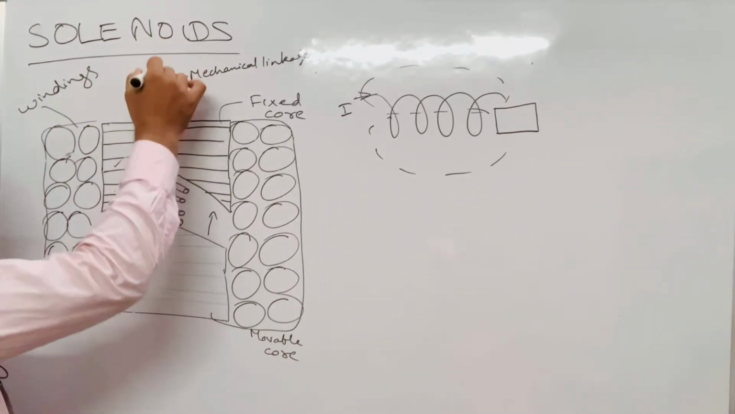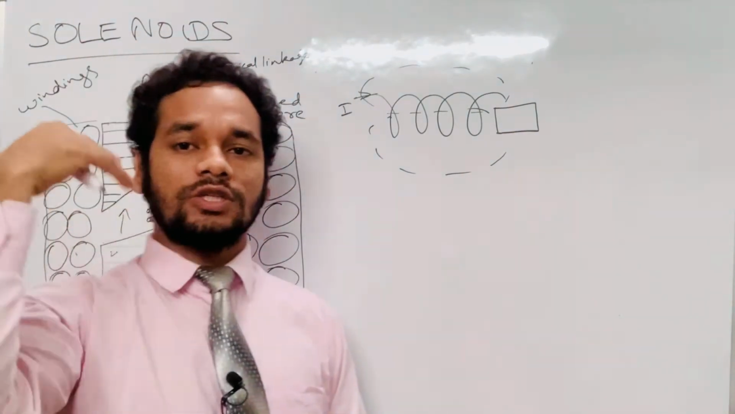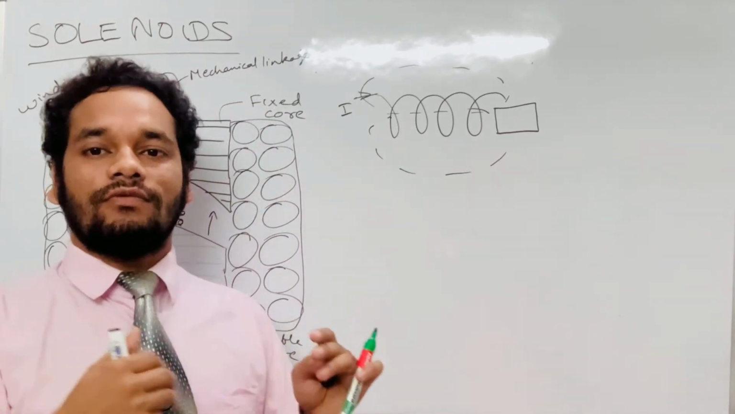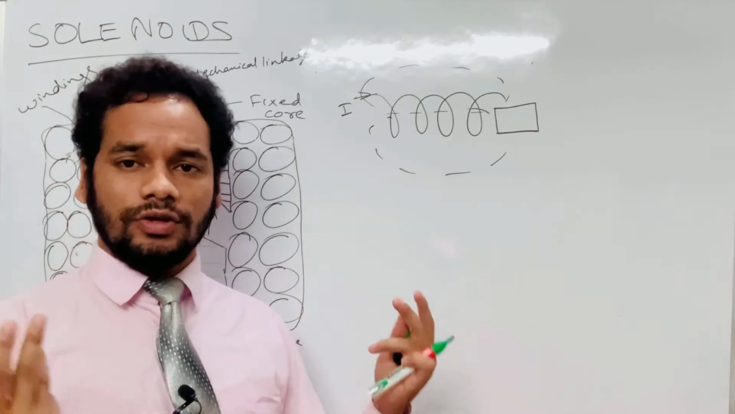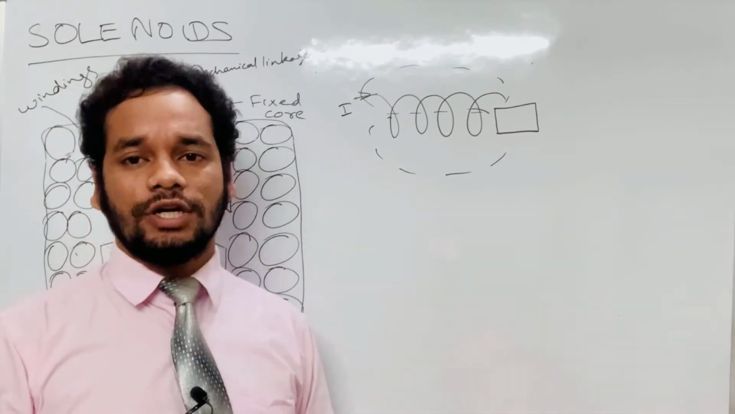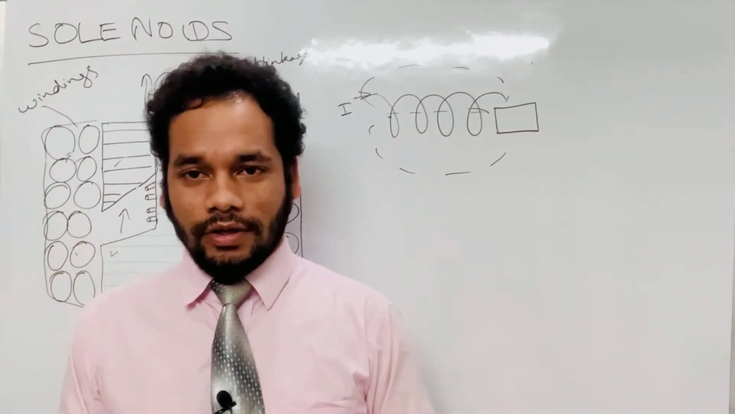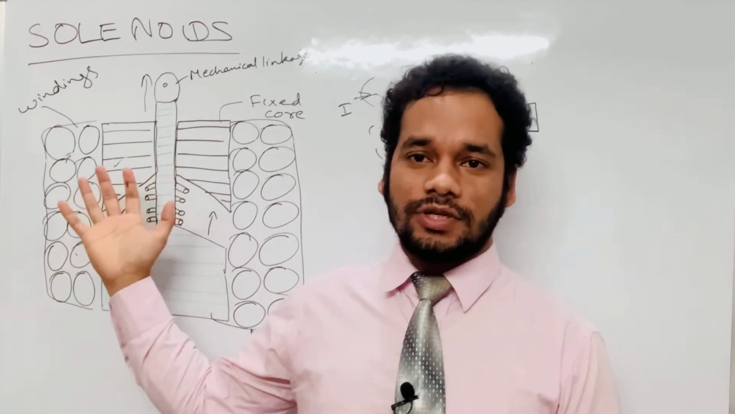So this linear displacement, whatever has taken place, or this force, can be used for the movement of hydraulic or pneumatic valves or switches or any mechanical unit wherever linear movement is required. So friends, I hope you are clear with the operation of the solenoid. Now I'll quickly summarize what a solenoid is, its construction and operation.